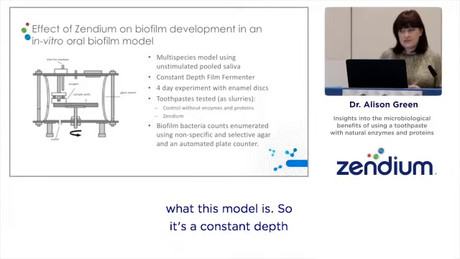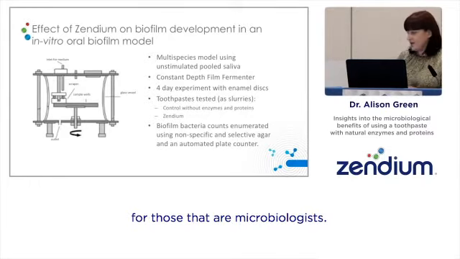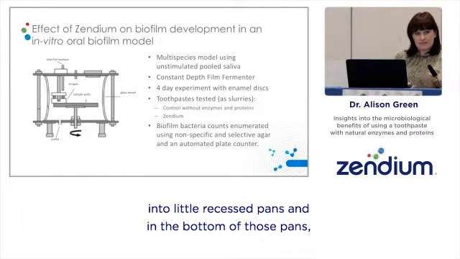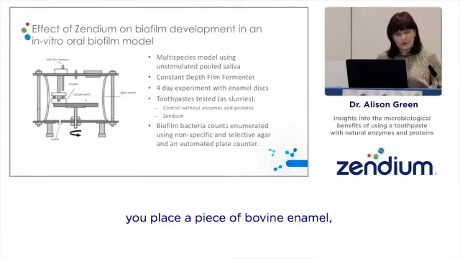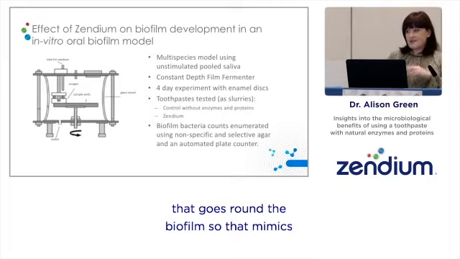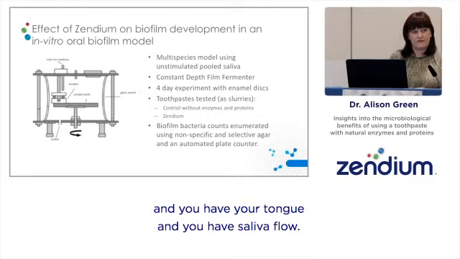So it's a constant depth film fermenter model. It's sometimes called a CDFF model for those that are microbiologists. So in this model, we grow saliva-derived biofilms into little recessed pans, and in the bottom of those pans, you place a piece of bovine enamel, so you're growing a biofilm derived from saliva on an enamel surface. You maintain that biofilm by having a scraper that goes around the biofilm, so that mimics what happens in the mouth because you brush and you have your tongue and you have saliva flow.